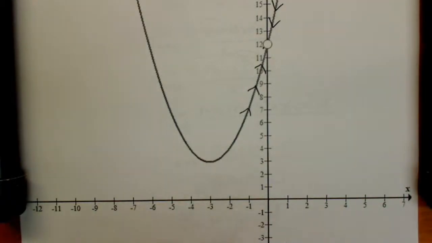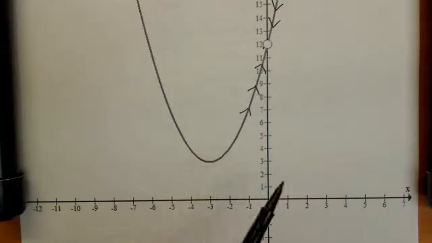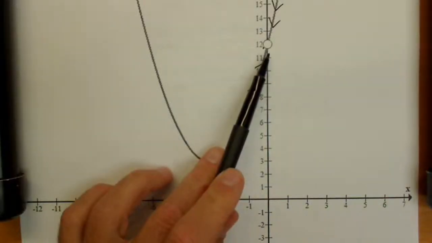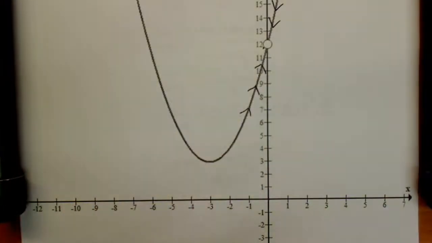And we can see that the limit that we were given is going to be equal to 12 because as our x's get sufficiently close to 0, our y values approach the value of 12, even though the function's value at 0 is not 12, it's undefined.